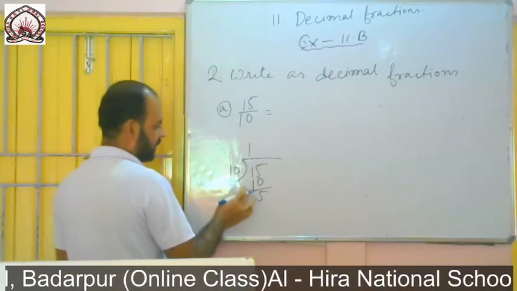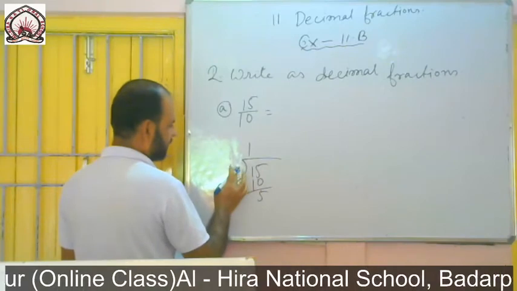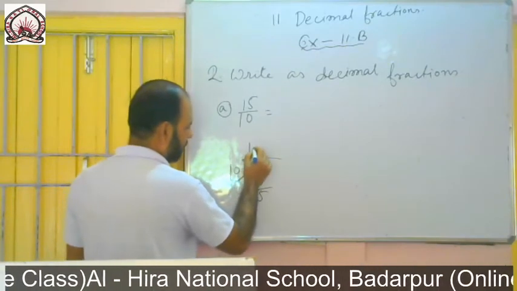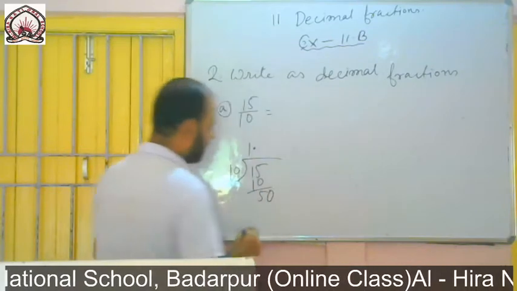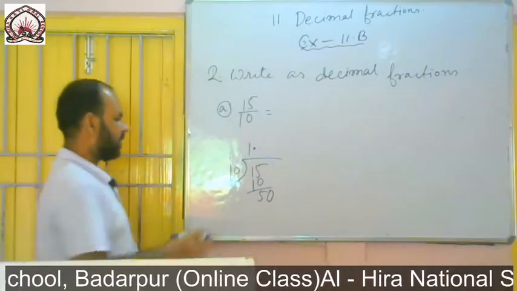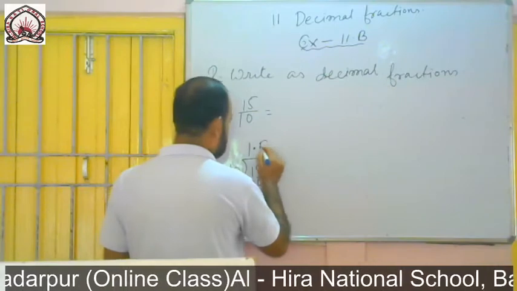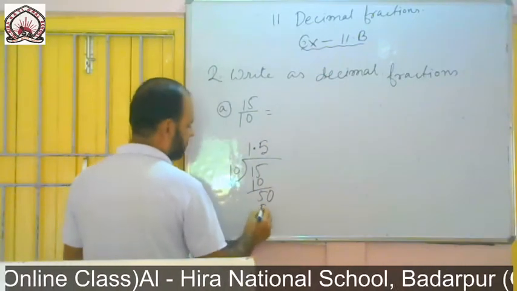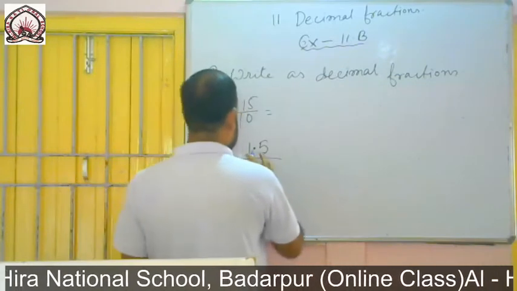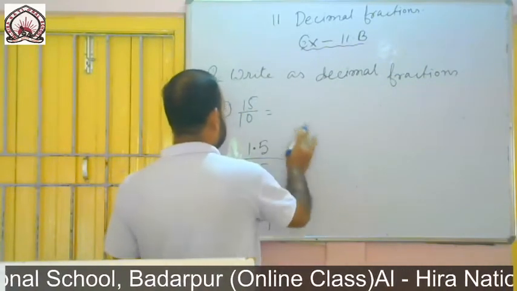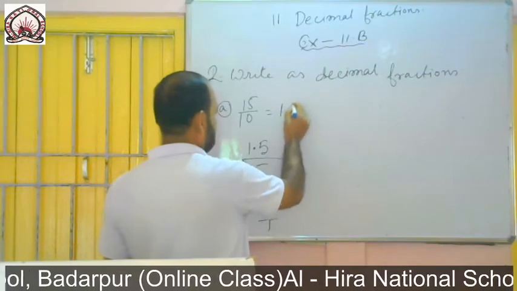10 is bigger than 5, so we can't divide. Then we put 1 point there and add a 0, so 50. 10 times 5 is 50. The answer is 1.5.